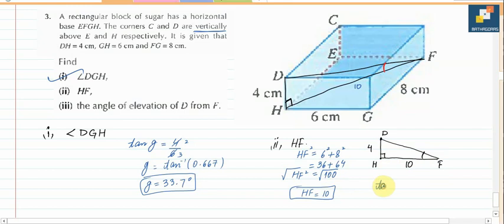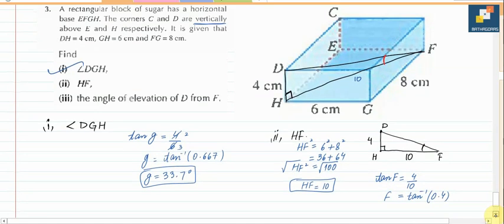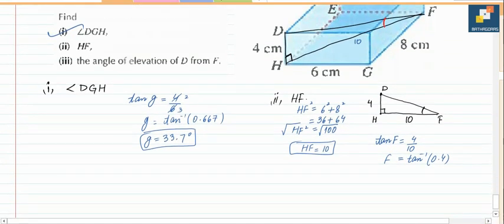So the angle that is unknown is F, opposite is 4 and adjacent is 10. So it will be tan inverse of 0.4 is equal to F. On your calculator you can find it easily. Tan inverse of 0.4 is 21.8 degrees, that is angle F.